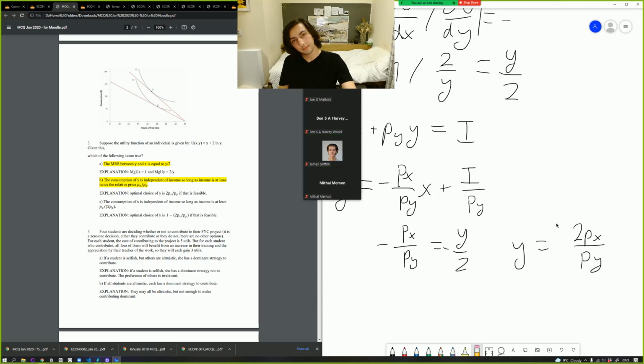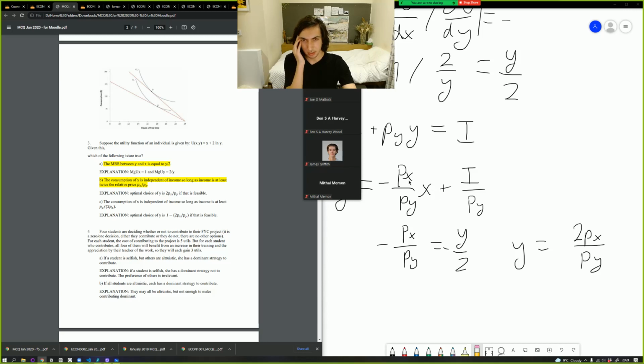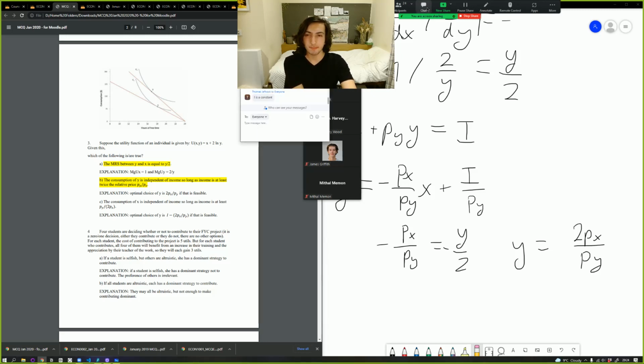Wait, Louis, how did you go from the y equals minus px over py x plus I over py line to the line right below it? How did you get rid of big I? Oh, I just didn't consider that. I just took the derivative of this equation, so the I wasn't relevant in it. You need to find the optimal choice of y. Yeah, you're just taking I as a constant, as Thomas is mentioning in the chat.